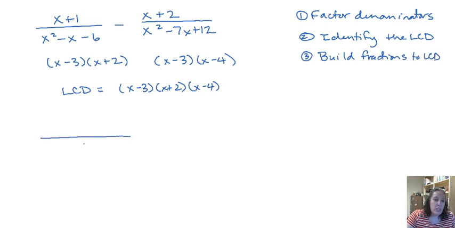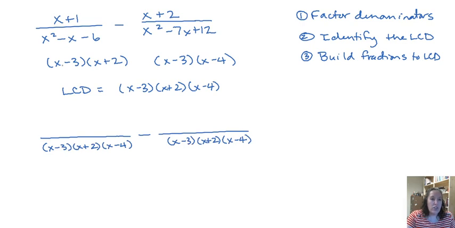So we want our least common denominator to be in the fraction on both of those fractions. Now our first fraction, the denominator was x minus 3, x plus 2. That gives us our first one, but we need to include that x minus 4 on our numerator, because we multiplied it in our denominator, we need to also multiply it in the numerator, and then we still have the x plus 1 that came from our original numerator.